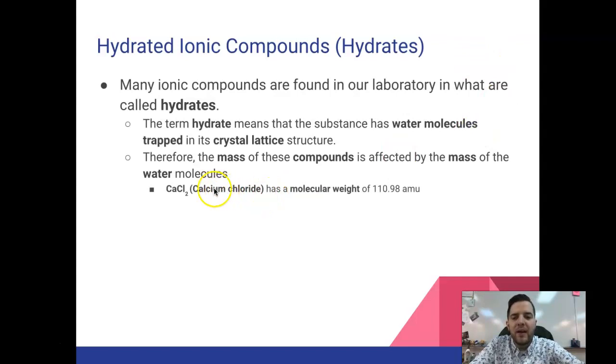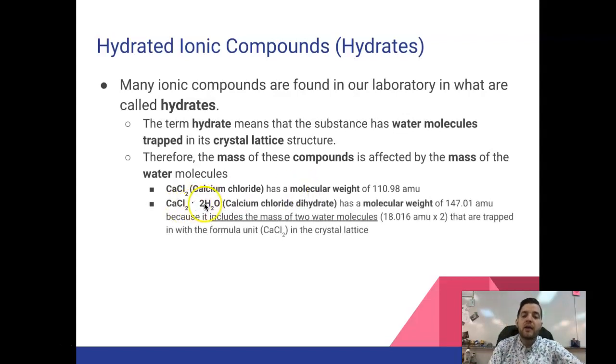So if I have calcium chloride, again, the molecular weight is 110.98 AMUs. If I have calcium chloride as a hydrate, notice there's just a dot and then it says 2 H2Os. By writing that all together, we're saying this is a hydrate. This is something that in its crystal structure has water molecules stuck in there. Specifically, it says 2 H2O. So what we're saying is for every calcium chloride, there are 2 water molecules stuck in there. It's a ratio of 1 to 2 in this case.